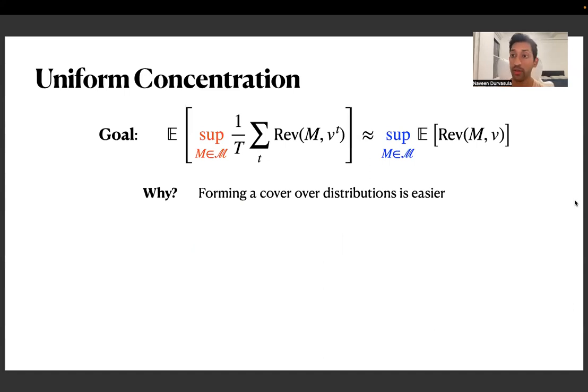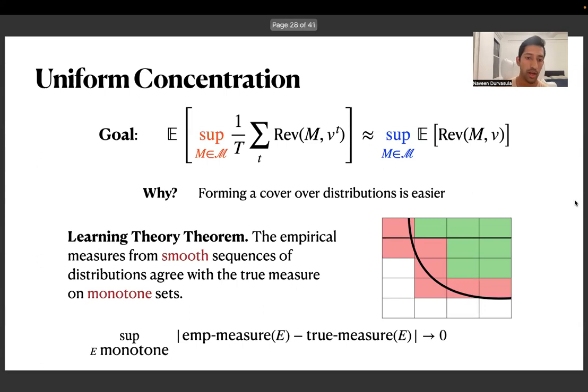So to find this cover, we do this in two steps. In the first step, we're going to swap the expectation and the supremum. And why do we do this? Well, in the first case, where the supremum is inside, we're dealing with these sequences of empirical samples. And this is a much more unstructured object to work with than theoretical distributions, especially for the end goal of finding a net. And the way that we show that you can swap these two things and the value remains similar is by proving a novel learning theoretic result. We show that the empirical measures from smooth sequences of distributions agree with the true measure on all monotone sets concurrently. And the intuition for why this holds goes back to that fact I mentioned earlier about monotone sets.